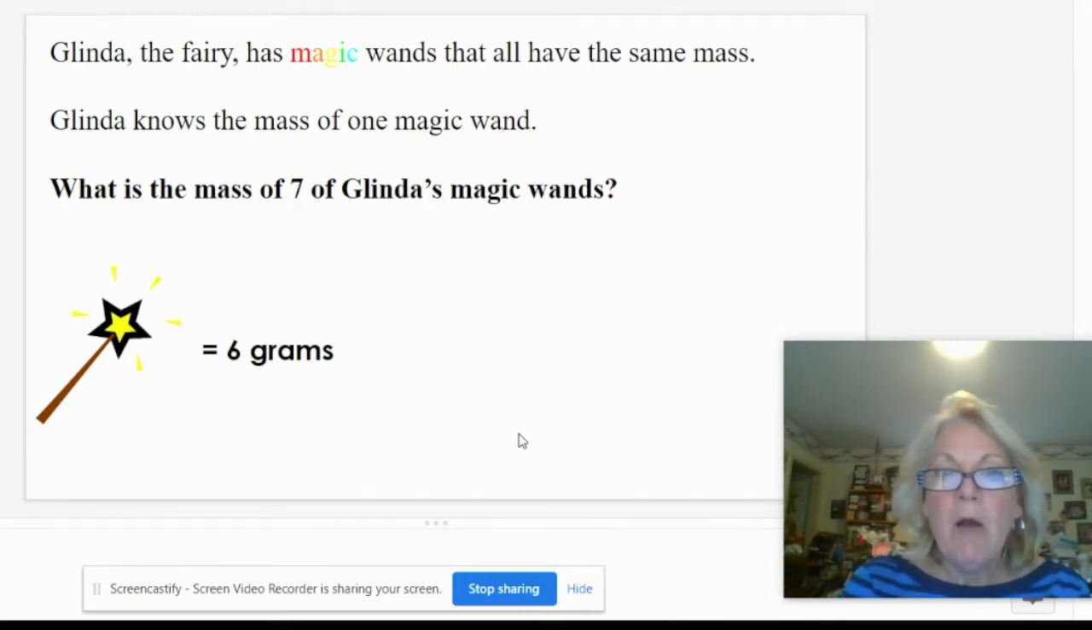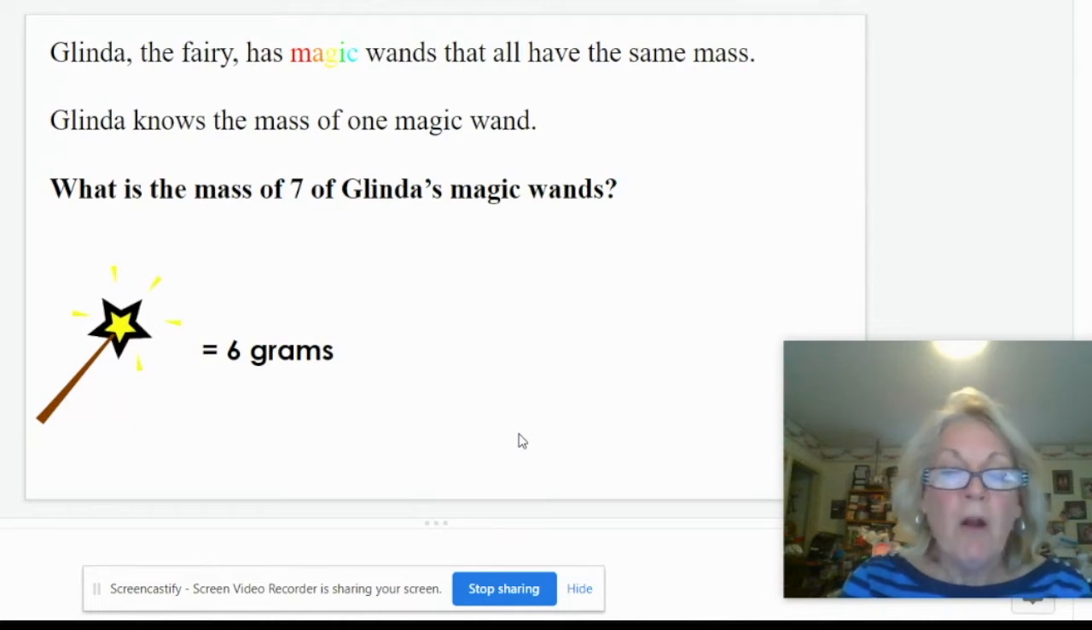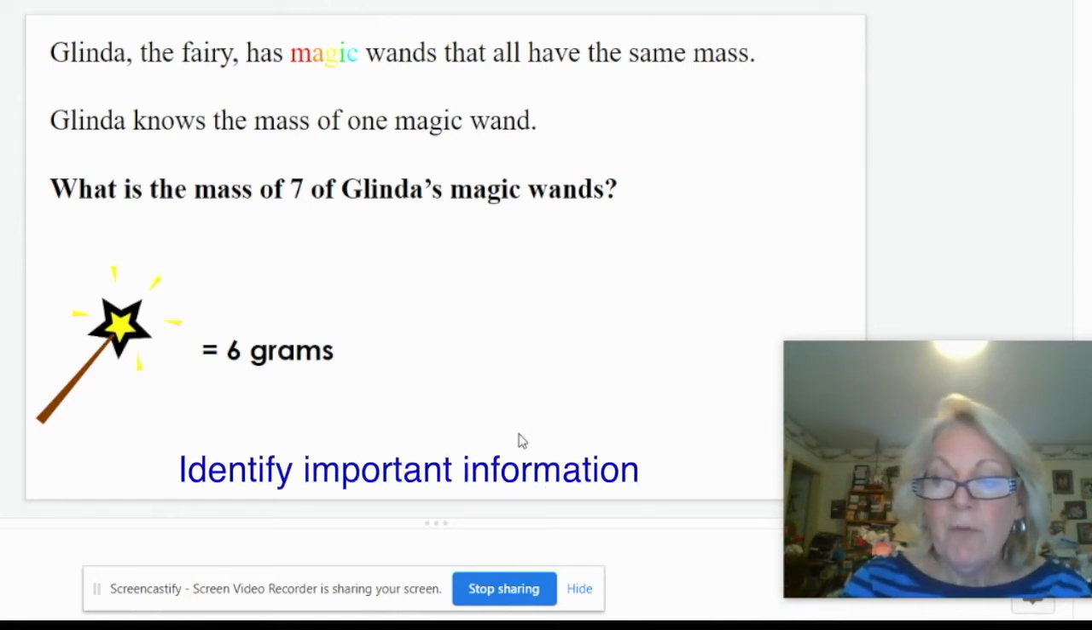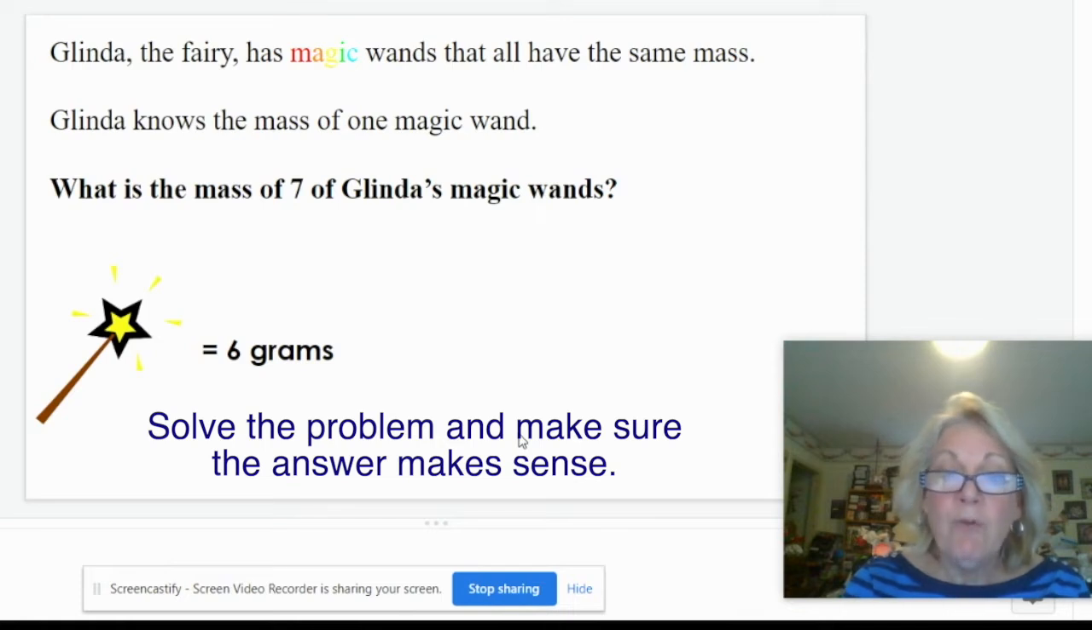As we've been learning about mass, it's a form of measurement, and you use grams and kilograms when you're measuring mass. I'm going to talk about how we have our 5 easy steps of solving word problems to solve some problems today. So our number one thing we do, as you know, is we understand the story or the problem. Second, identify important information. Third, choose the strategy or operation like adding, subtracting, multiplying, or dividing. Fourth, solve the problem. And then, of course, most importantly, make sure the answer makes sense.